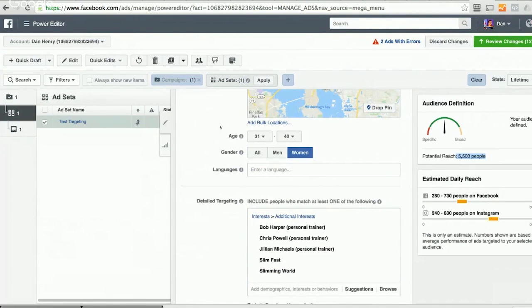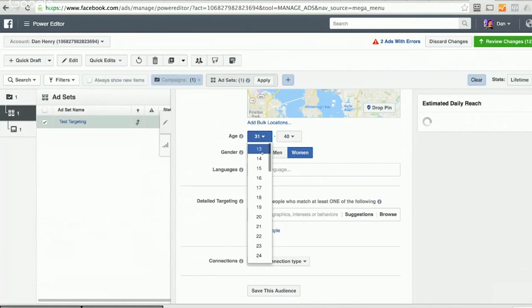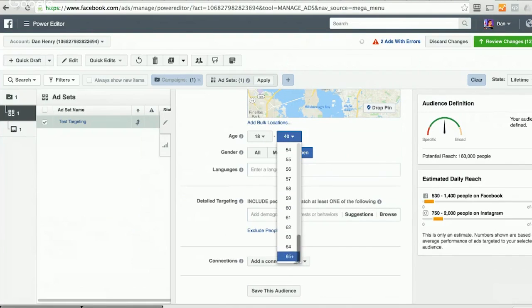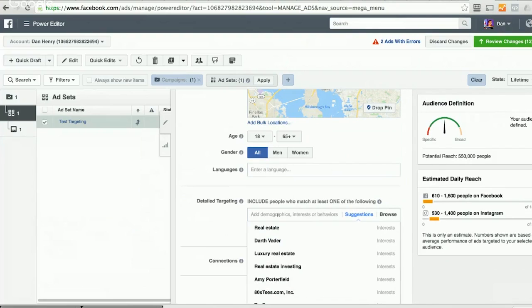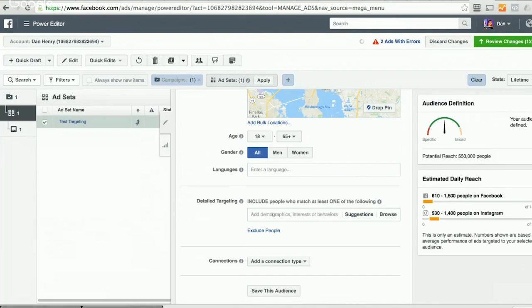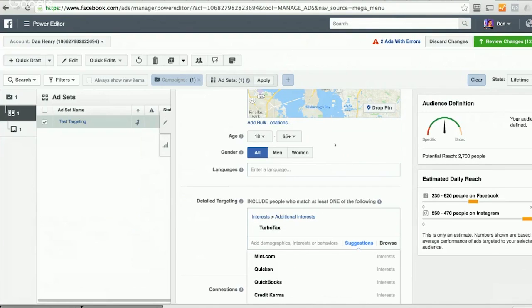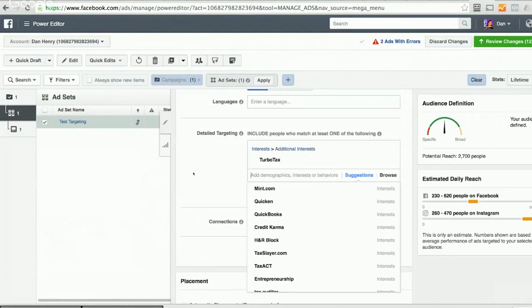Now, let's say you were, let me just get rid of this and go back to, we'll do 18 to 65 all, and I'll give you a couple more examples really quick. But let's say I wanted to do something like an accountant. Okay, so TurboTax. All right, right now we're at 2,700 people.